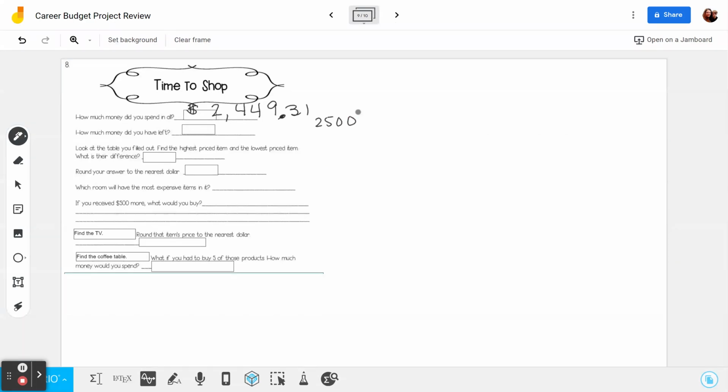$2,500 is what you were given, and you spent $2,449.31. So you're going to have $50.69 left. Look at the table that we filled out. You want to find the highest priced item and the lowest priced item. What's their difference? So we're looking at the TV and the coffee table. And you're just going to subtract those numbers, and you should end up with $824.00.